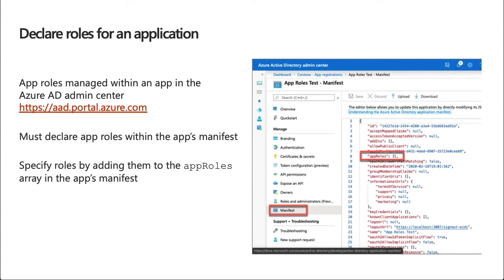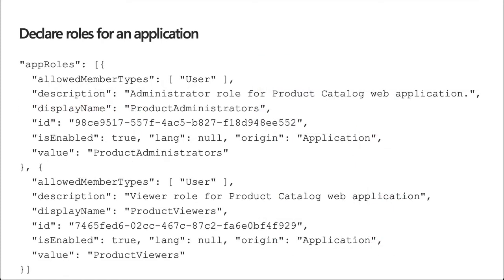App roles can be managed from the Azure AD Admin Center. Select an application in the Azure AD Admin Center. Roles are defined in the app's manifest that's accessible from the manifest navigation item. You're going to locate the app roles setting in the manifest as you see here on the slide. Add application roles to the manifest by adding them to this app roles property.